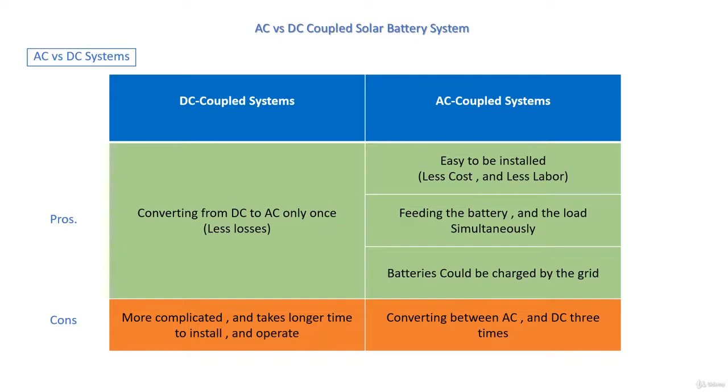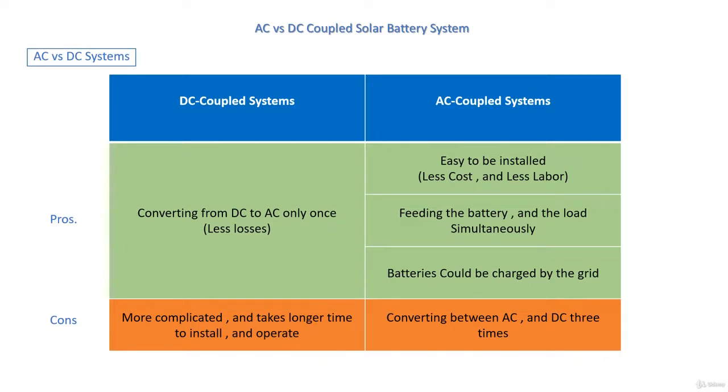The main disadvantage of AC coupled systems is that the conversion from DC to AC, then from AC to DC and back to AC induces losses and decreases the overall system efficiency. DC coupled systems are more complicated to be part of the grid and take more time for installation, so increasing costs and labor.